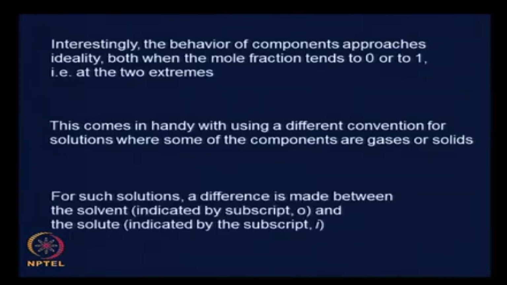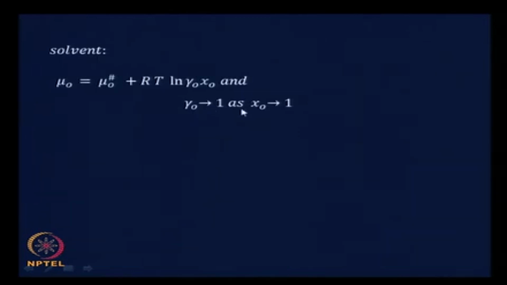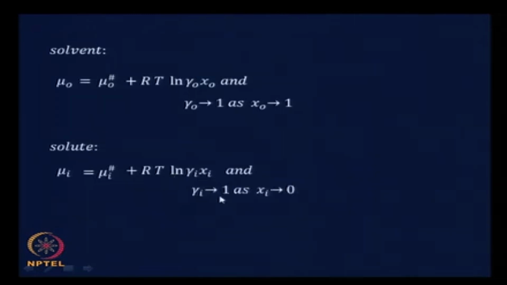So for that, if we represent the solvent by a subscript O and the solute by a subscript i, then for the solvent we wrote mu_O equals mu_O hash plus RT ln gamma_O x_O, and gamma_O tends to 1 as x_O tends to 1, and for the solute we needed to write mu_i equals mu_i hash plus RT ln gamma_i x_i, and gamma_i tends to 1 as the solute mole fraction tends to 0. Both of these put together need to be used in such a situation, as in many biological systems, which we call equation 4.9.